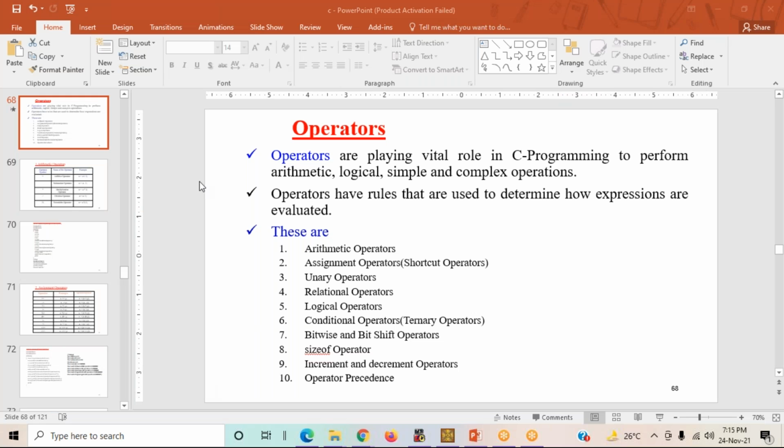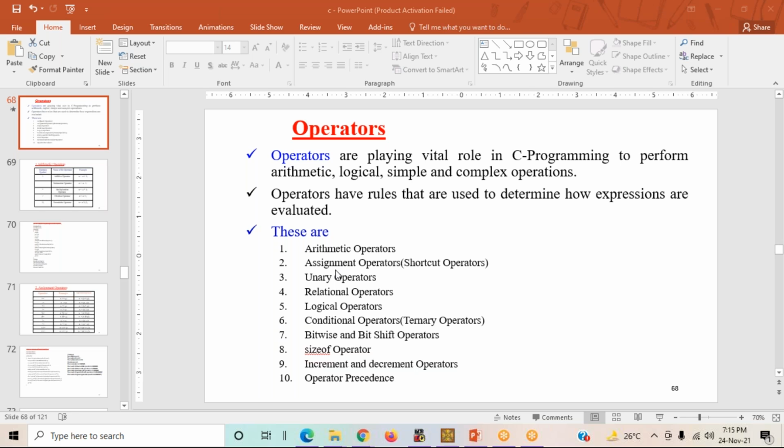Okay. Operators are simply nothing but something that performs the operations we are supposed to do, which we have planned to do. That is what an operator is. Okay, we have different types of operators here.